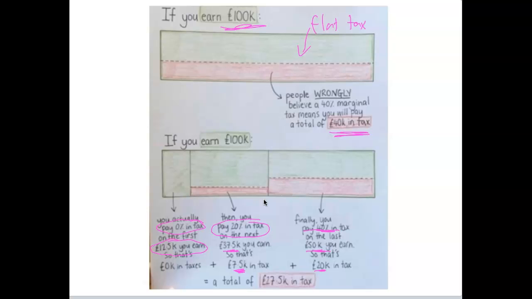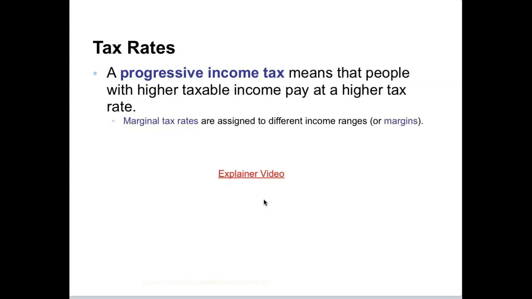So you're only actually paying £27,500 in tax, pounds, not £40,000 in tax. And that's roughly the way that our progressive tax works as well. The categories are slightly different, and I'll show you what they look like. But it's the same idea. So we call those marginal tax rates, and they're assigned to different income ranges or margins.